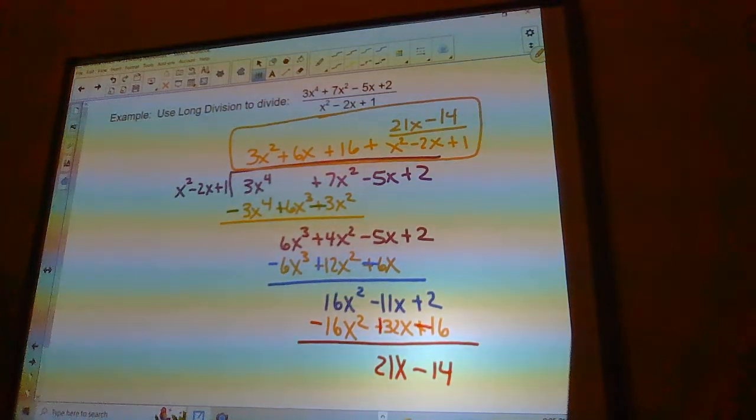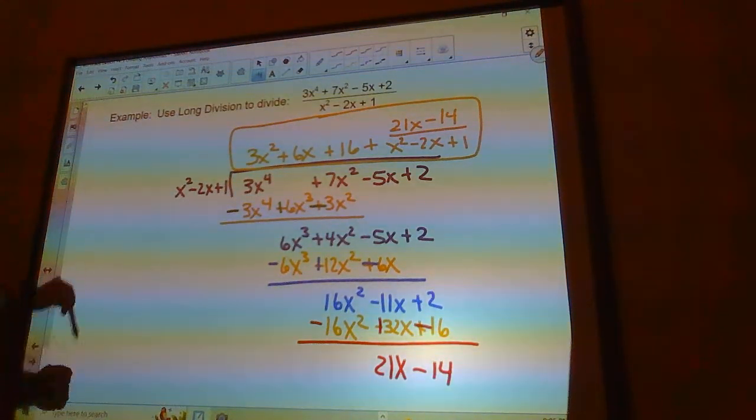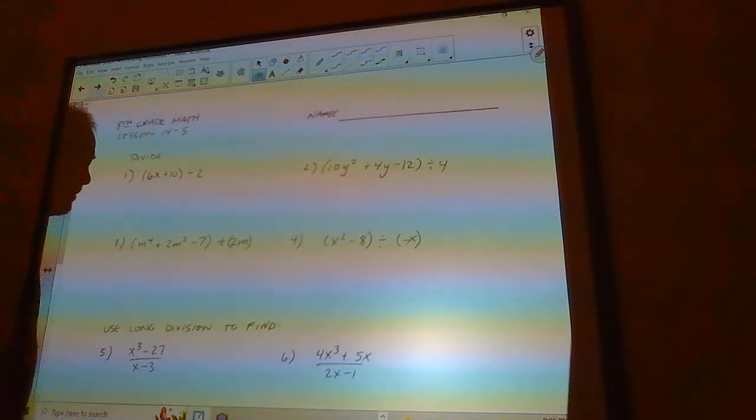This big scary one was actually easier than the last one because it didn't have a bunch of nasty fractions in it. Okay. There you go. Got a little assignment for you.